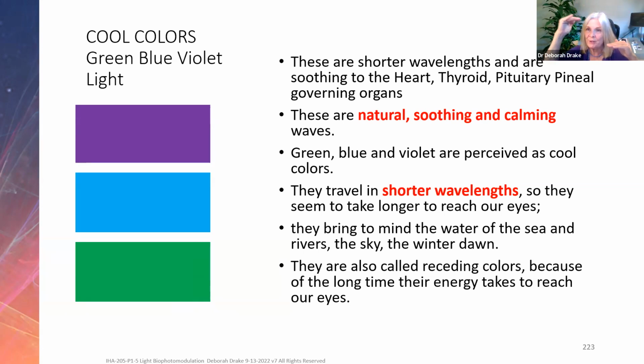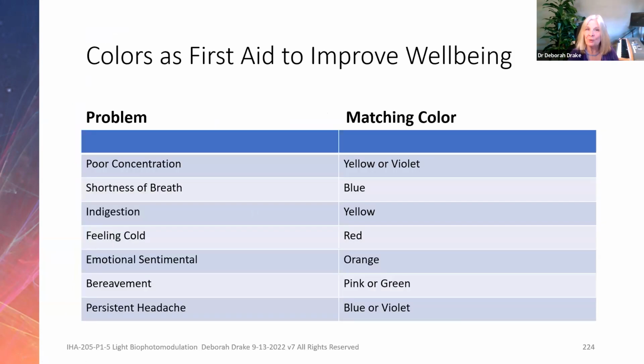So when you're working with yourself on your genius, try to see if your body is needing soothing and calming and cooler colors and cooler minerals, you know that your body's maybe too hot somewhere. And if you're looking for stimulation of all the red colors, maybe your body needs a little something. So colors basically are the first aid to improve your well-being.